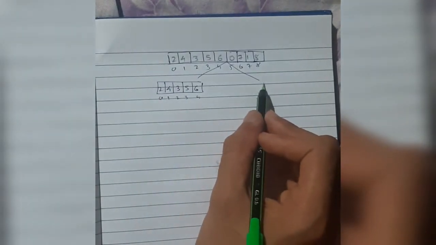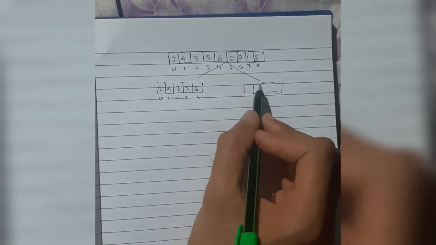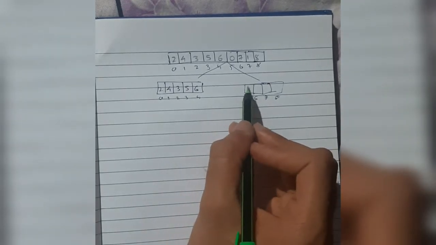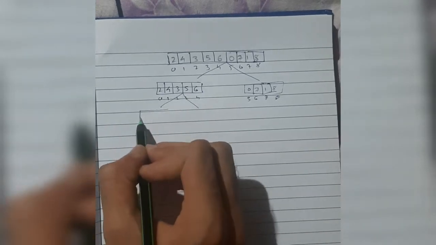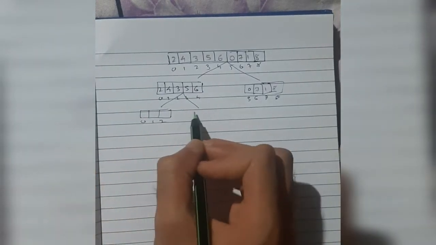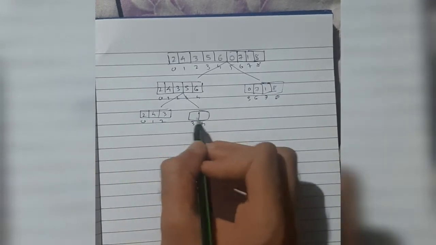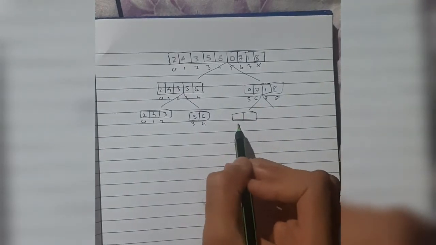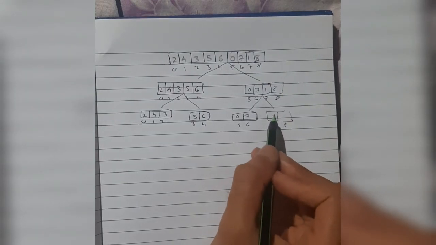And here we'll be having the elements from 5, 6, 7, 8. And here we'll be having the elements 0, 7, 1, 8. Okay. And then this will be divided again further into two parts, which will be 0, 1, 2, and 3, 4. So this one will be 2, 4, 3, and here it will be 5 and 6. This one will be divided into two parts, 5 and 6, 0 and 7. Here it will be 7 and 8, which is 1 and 8.